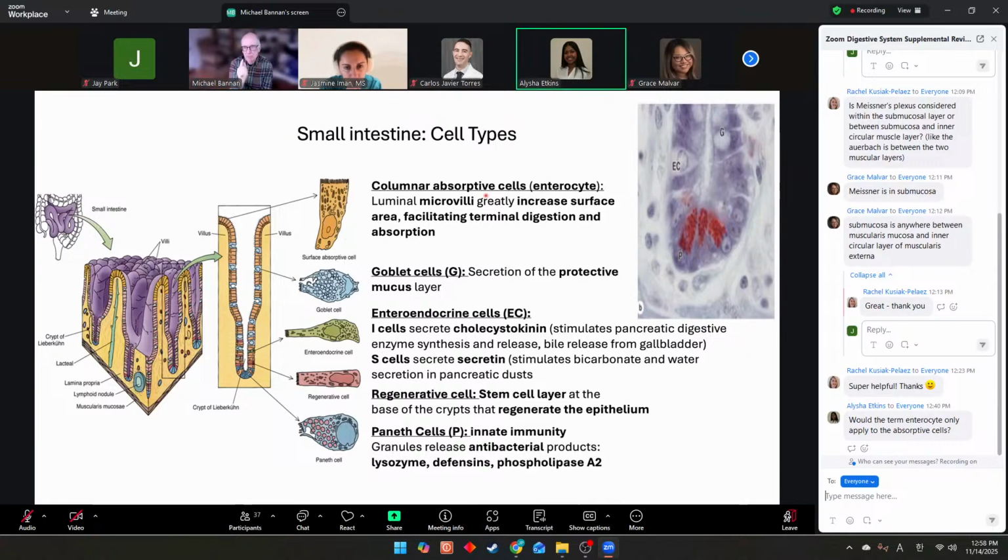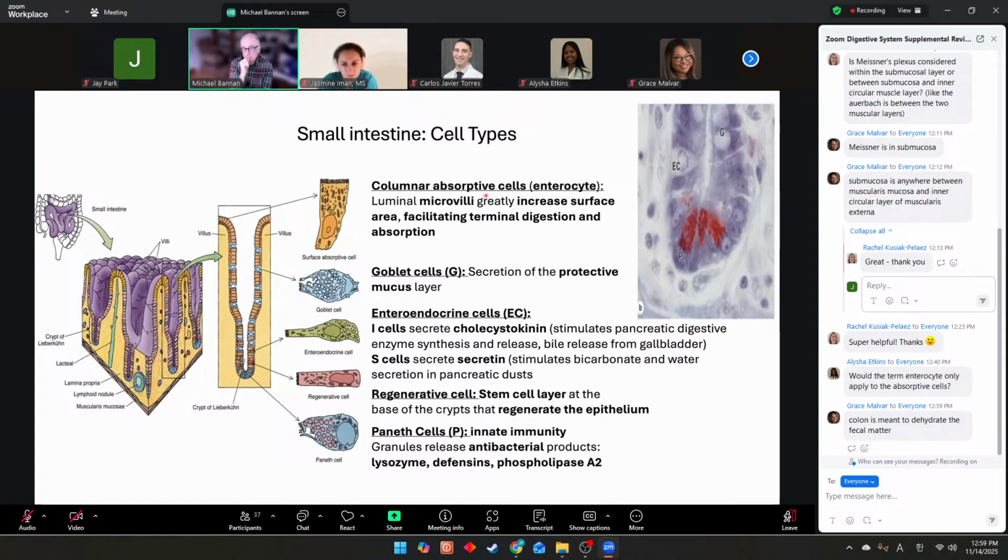Okay, got it. Thank you. But I also want to say that the columnar cells in the colon are also absorptive, but they have a different function. In the small intestine, they're absorbing and digesting nutrients. In the colon, they're absorbing water. And so morphologically, the modifications are different. Okay? All right. Good. Any other questions?